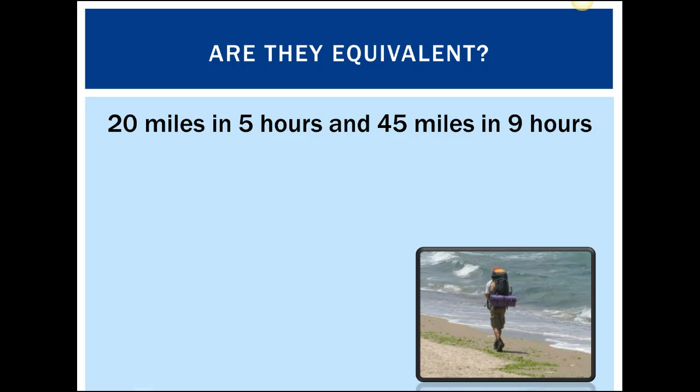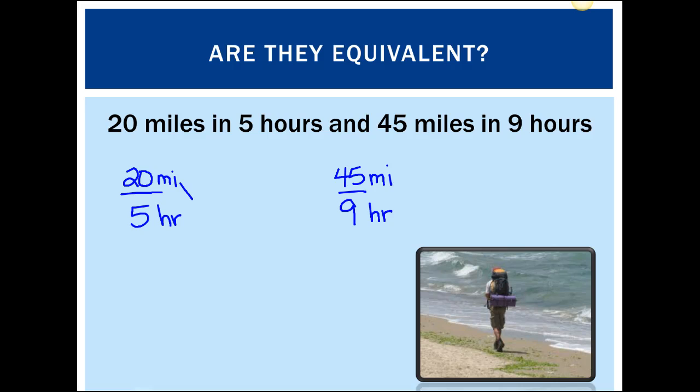In the next example, we want to know if 20 miles in 5 hours and 45 miles in 9 hours are equivalent. Again, we'll set up the two ratios. We'll put 20 over 5 for the first one and 45 over 9 for the second one. It's really important when you set up your two ratios that you put the same units on top and the same units on the bottom. For example, we have miles and miles as the numerator and hours as the denominator. There's no way to easily get from 5 to 9 or from 20 to 45 by multiplying or dividing, so we would want to use the unit rates.